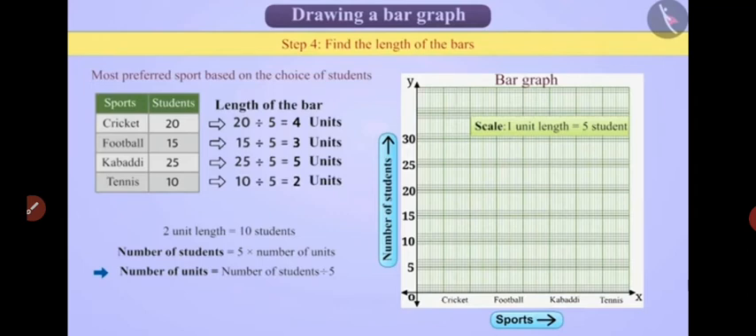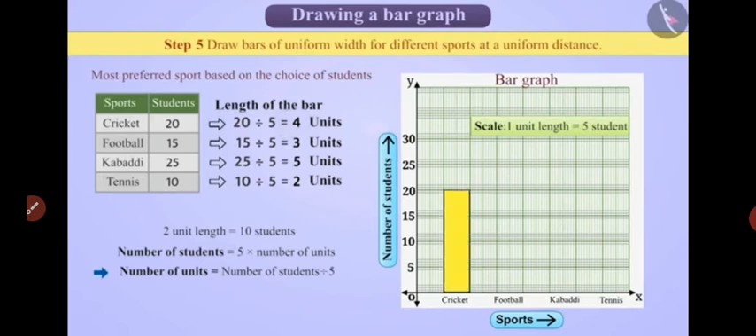Step 5. Now we will draw the bars of uniform width for different sports at a uniform distance. For instance, for cricket, we will draw a bar of 4-unit length. Next, for football, we will draw a 3-unit length bar of the same width, keeping uniform distance. Can you tell us how we will draw a bar for kabaddi? Think for a while.